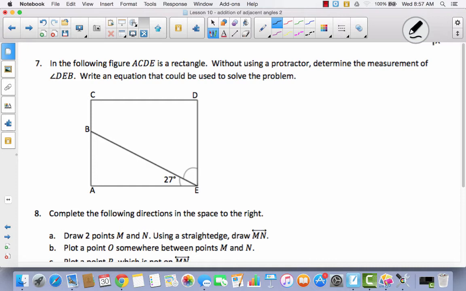So what do you know about a rectangle? Well, we know something about all of these angles in a rectangle. What do you know about the angles in a rectangle? They are all 90 degrees, right? So we know that first of all. Now, I'm going to highlight the angle I'm trying to find. I'm trying to find the measurement of DEB.